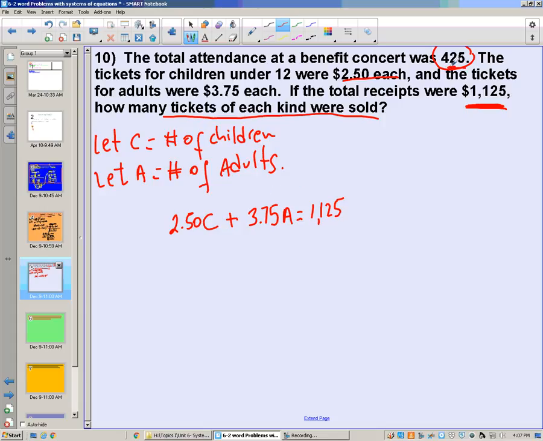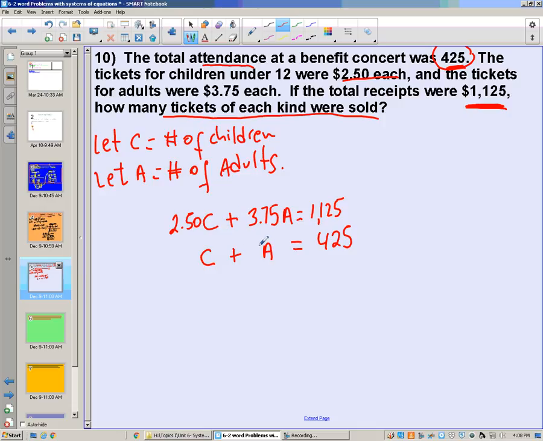Didn't they tell us how many total people went to the concert? So the total attendance, what does that mean? That means combining both of them. So the number of children plus the number of adults is 425. Okay, make sense? So now we're left with the same kind of idea, right? We have two equations here, and I want to get rid of one of the variables. All right, so how do I do that?